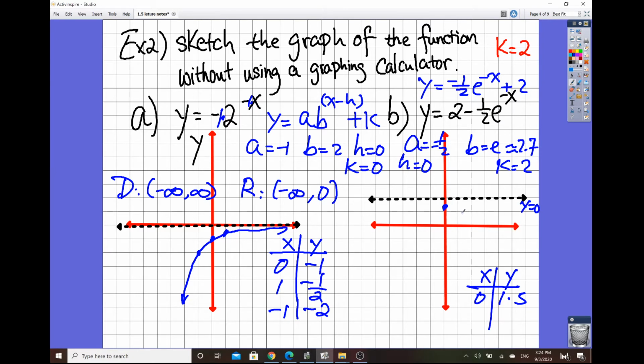And then I would like to use negative 1, because that would give me a positive. So 1/2 times e, which means 2.7 divided by 2. So that's going to be about 1 point something. So let's find out.